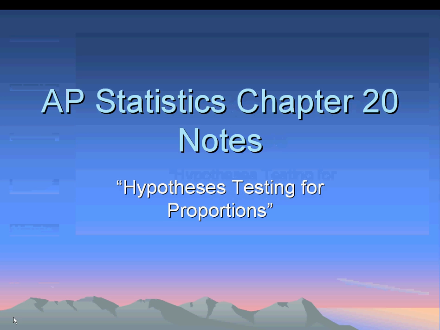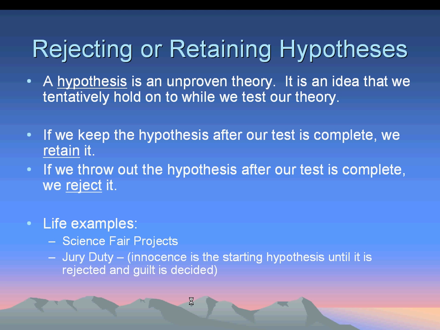Okay, today we're going to go over Chapter 20, which is about hypothesis testing for sample proportions. A hypothesis is an unproven theory. It's an idea that we tentatively hold on to while we are testing out our theory. If we choose to keep it after our test is complete, we are retaining the hypothesis. If we throw it out after our test is complete, we are rejecting it.